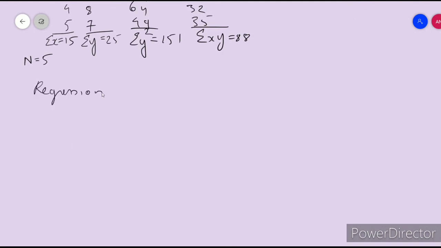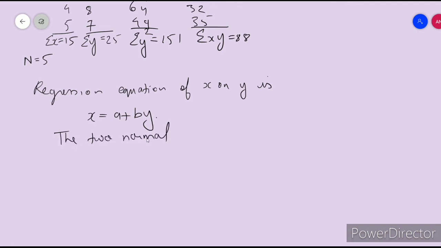So now the regression equation of x on y is x equal to a plus by. In such a case, the two normal equations are as follows.